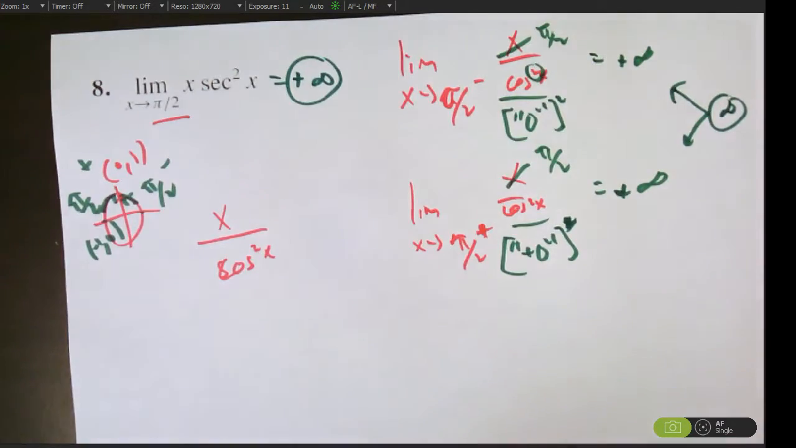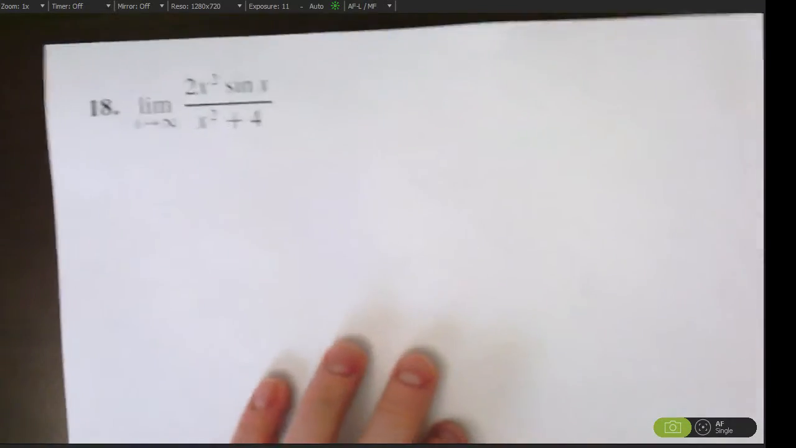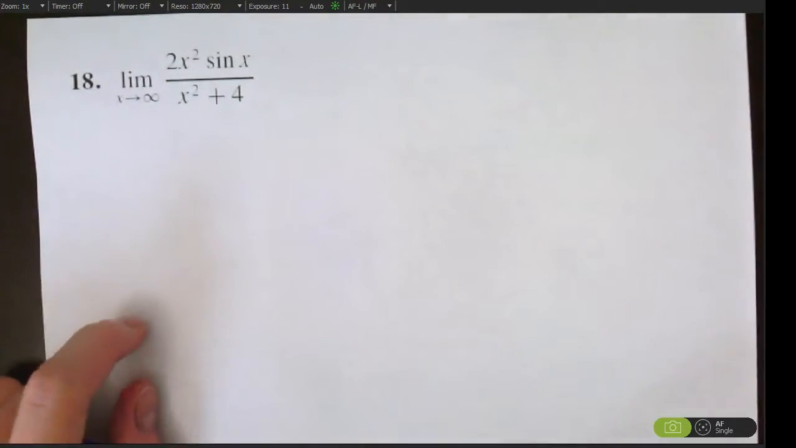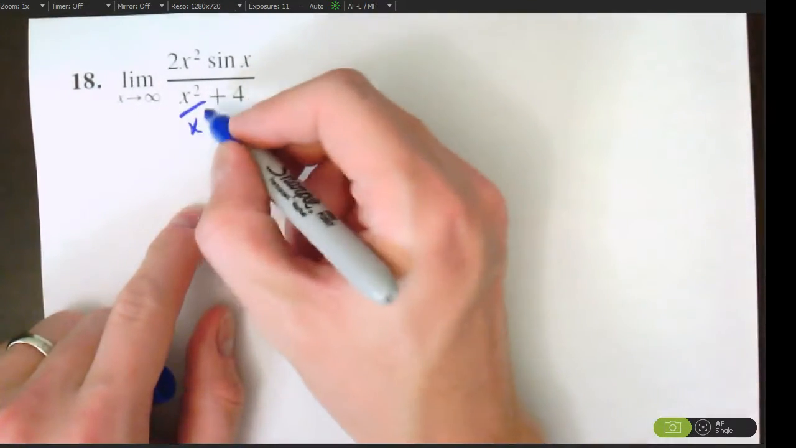Okay. Now the rest of these I think are a lot easier. I think those were two of the really trickier problems from this section. So 18. Okay. This one we get to default and go back to our trick from the first part of 1.5. Hey, look at the highest powered term in the denominator. It's an x squared. Divide everything by x squared.